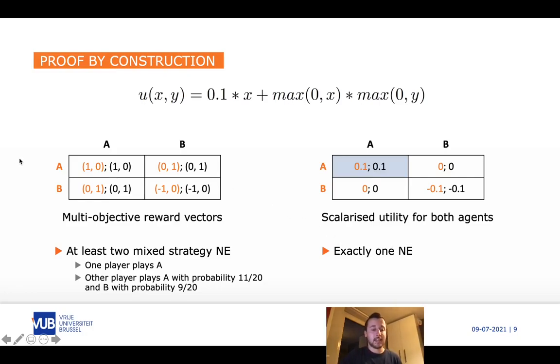And here on the left-hand side, what we now want to prove is that there are at least two Nash equilibria. And we are able to prove that indeed there are at least two mixed strategy Nash equilibria. If one player, for example, always plays A, then the best response for the other player would be to play A with probability 11/20 and B with probability 9/20. And if the second player then plays this strategy, then the original player will still want to play A all the time, meaning that we have arrived at the Nash equilibrium. And if the players switch positions, it is indeed again a Nash equilibrium. So we've been able to prove the first theorem.